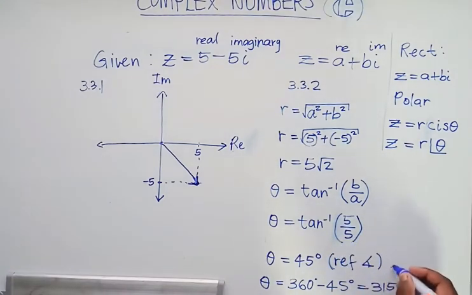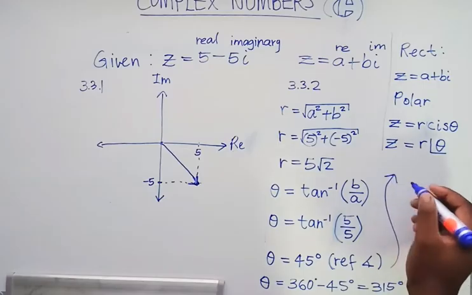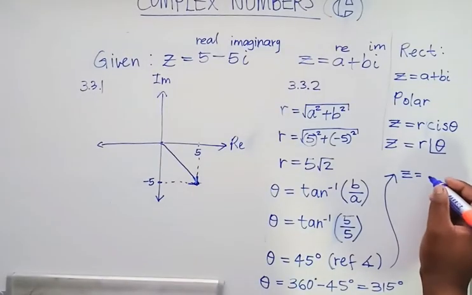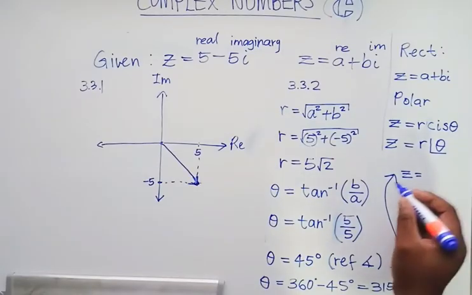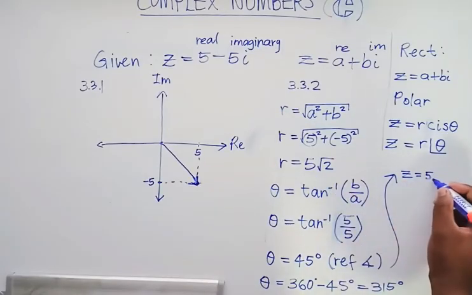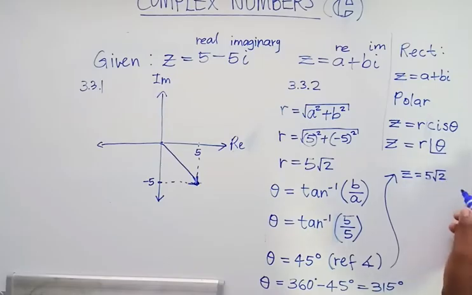And hence our answer in polar form becomes Z is equal to R, our R is 5 root 2, and our angle is 315 degrees, and that is our complex number in polar form.